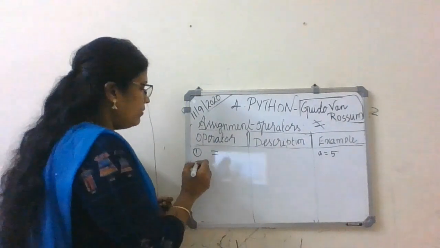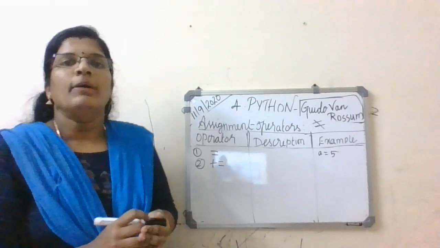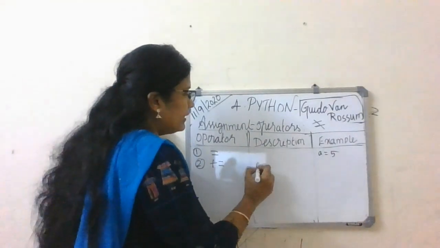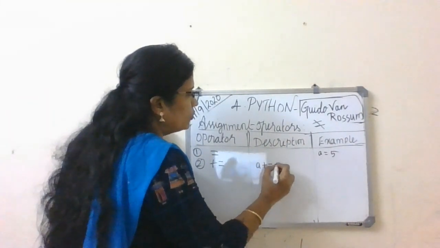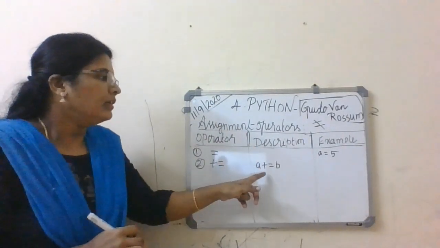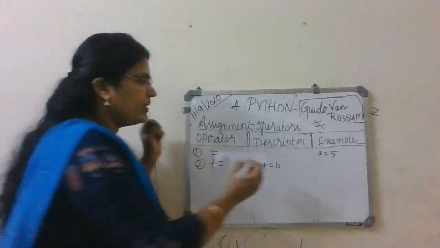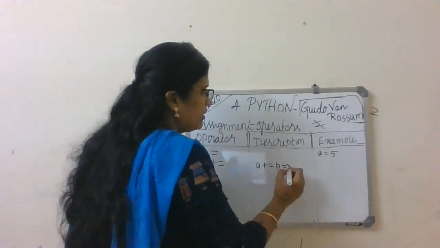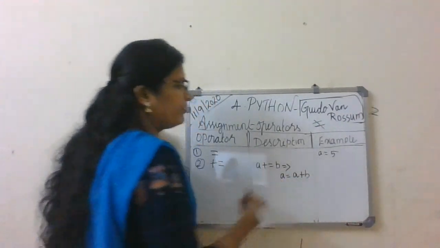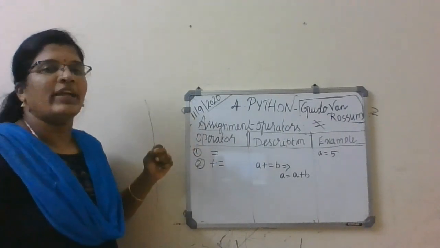Then the second one, plus equal to. Say for example, A plus equal to B. If it is written like this, we can see the operator plus and then the equal to symbol is written, which means A is equal to A plus B. Clear? Which means A is equal to A plus B.